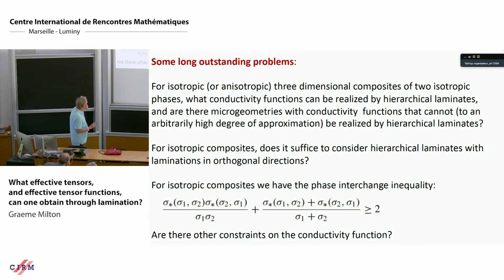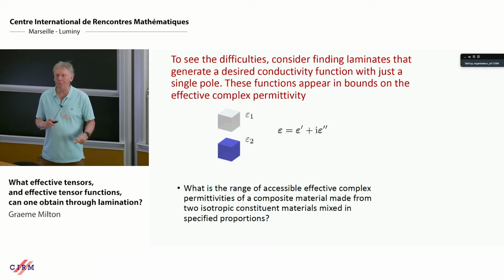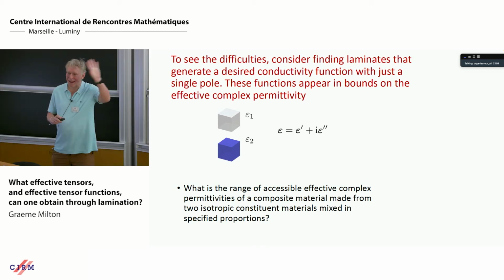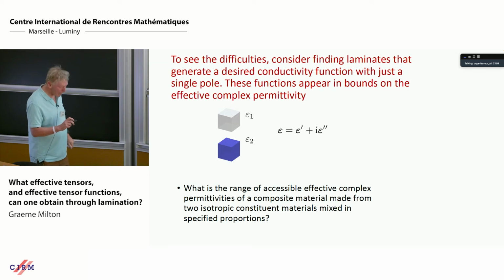In 3 dimensions, it's not clear. We have this inequality that holds for isotropic material, but we don't know if hierarchical laminates suffice to achieve the properties. However, one gets an idea of how difficult the problem is if you just look for geometries that have a simple pole. You know, the simplest type of analytic property function, just a Stieltjes function you would like.